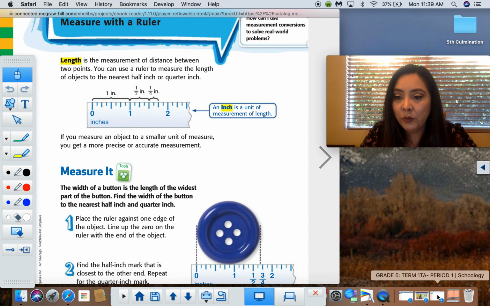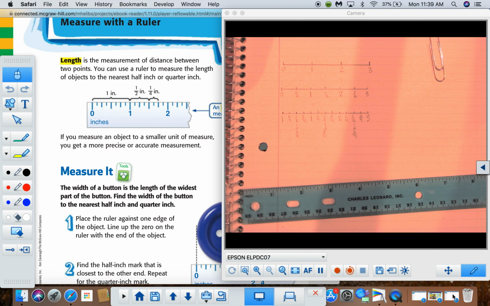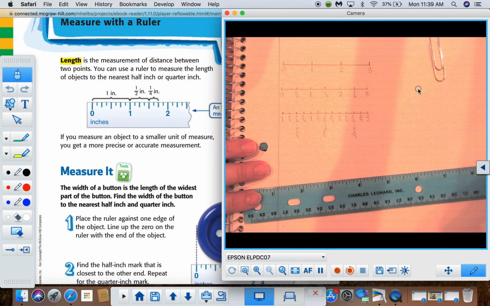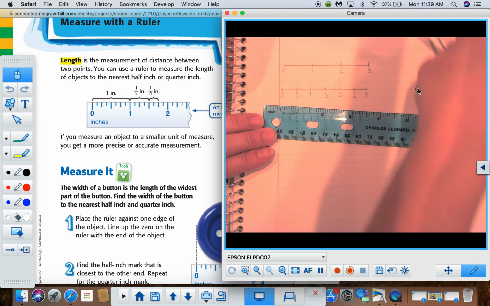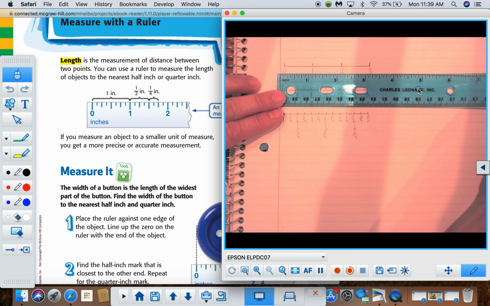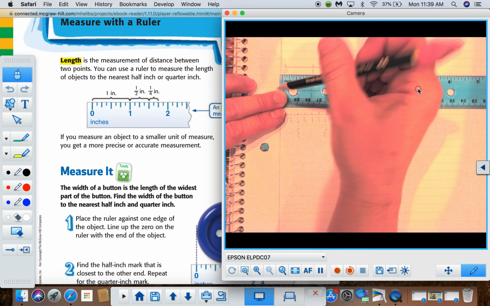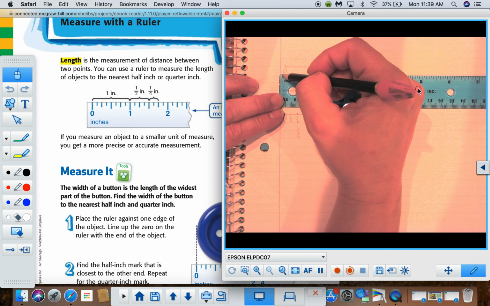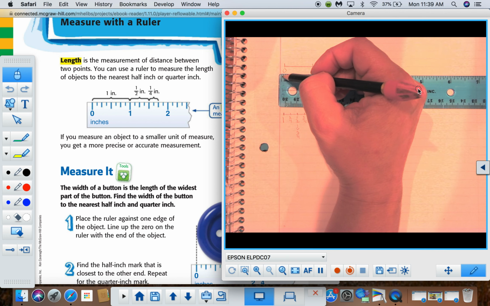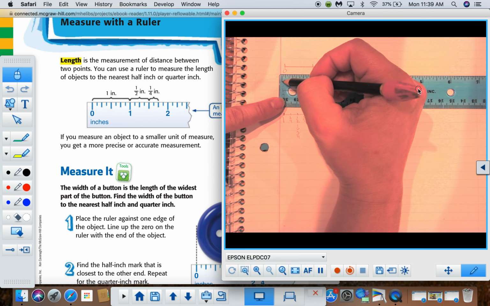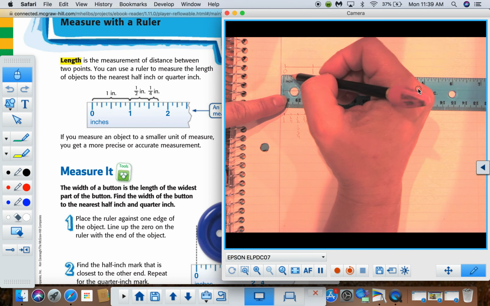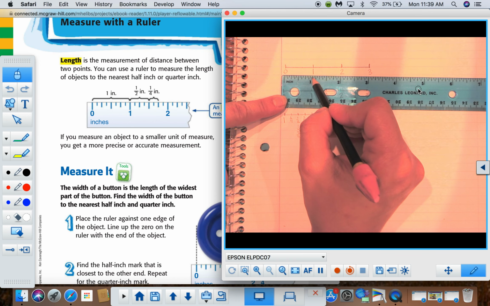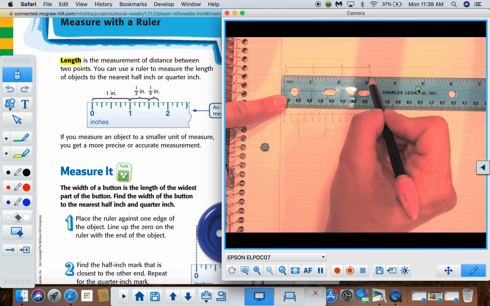I'm going to open up my camera here, and I'd like you to look at my ruler. If we look at a ruler here, the ruler doesn't start all the way at the edge. I mean, the ruler does start at the edge, but the measuring does not start all the way at the edge. It starts at the very first line. So we have inches here. We have 1 inch, 2 inches, and 3 inches.